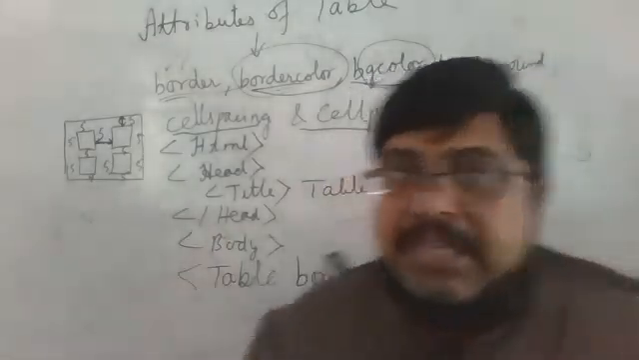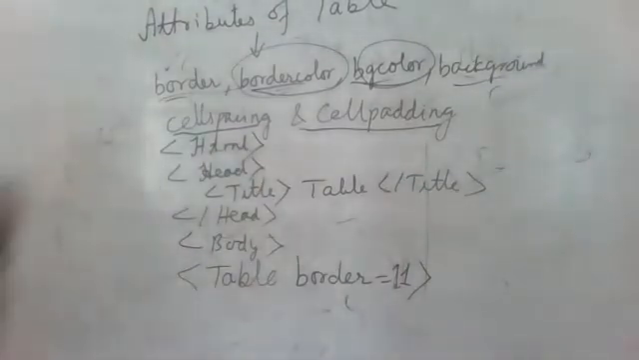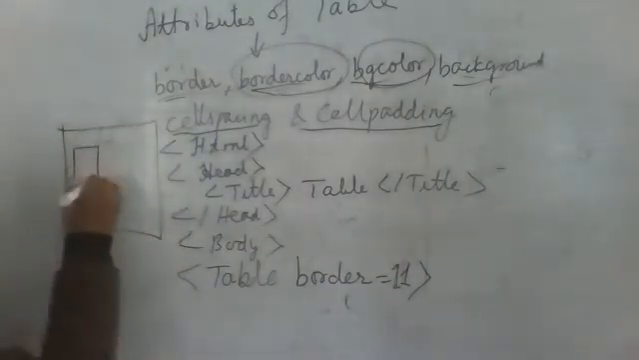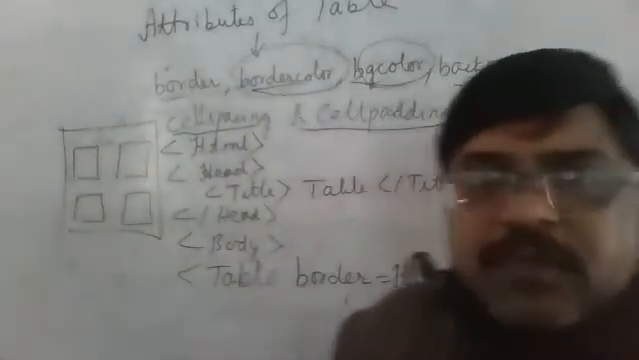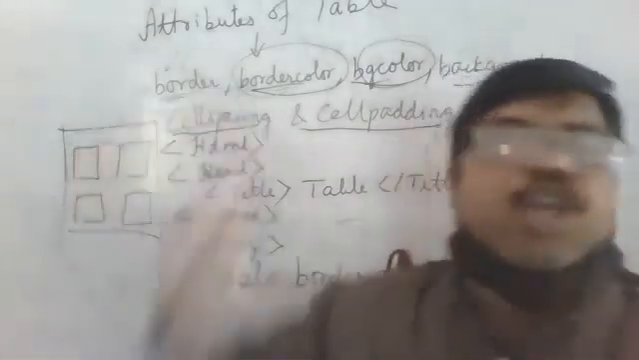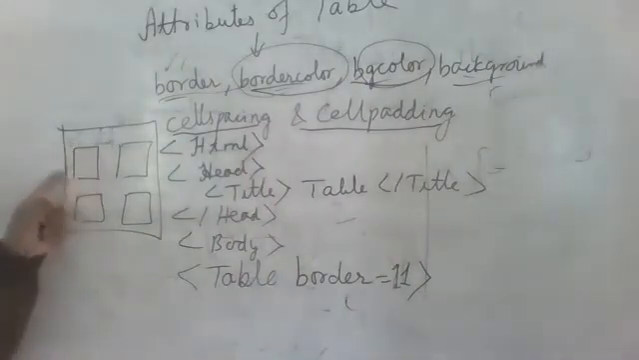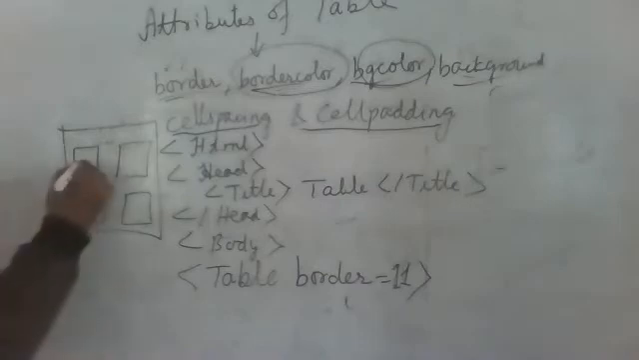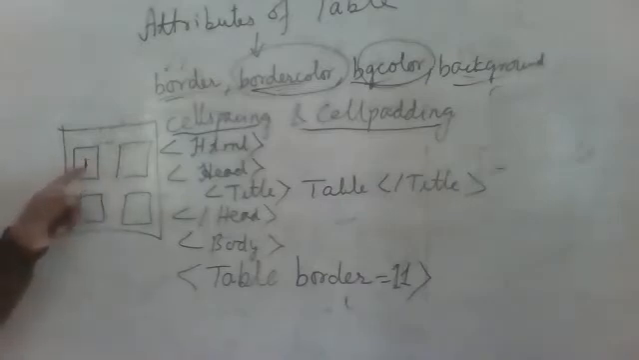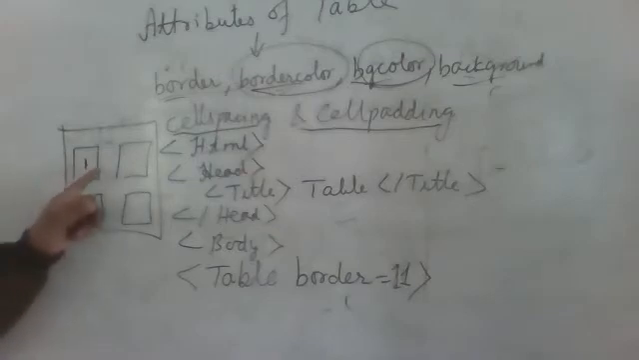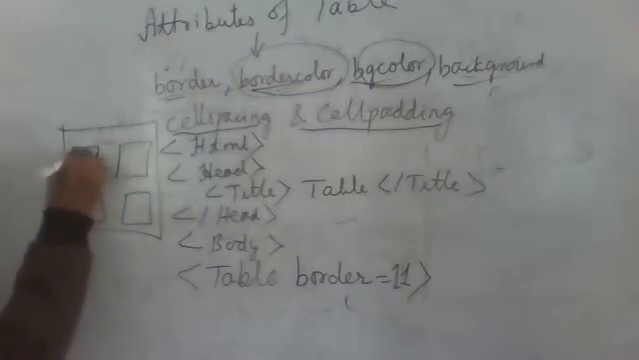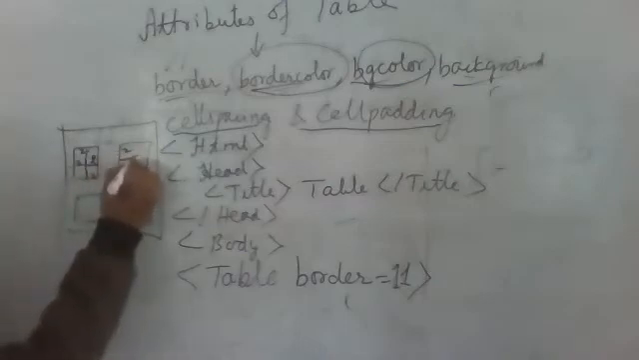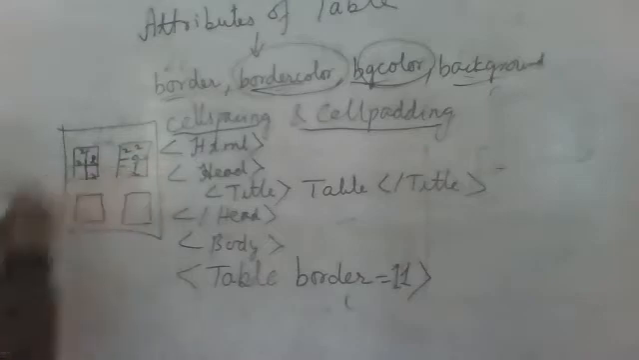Now, what is cell padding? Cell padding works inside the cell. Suppose this is my cell. Cell padding says what will be the distance between your text and the border of the cell. If this is my cell, then this is the border. If I have written 2, it says what distance you want to keep between your text and the border of the cell. Then 2 space will be here, here, and here. Everywhere you will have 2.